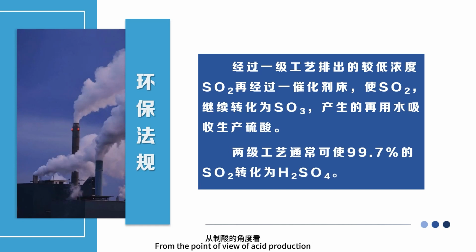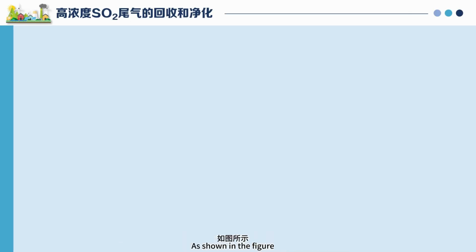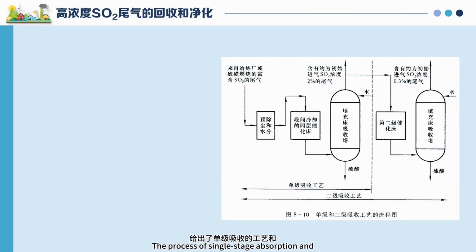From the point of view of acid production, because the gas with high concentration of sulfur dioxide is very cheap, the cost of the second stage catalytic conversion and absorption step is not enough to be compensated by the extra sulfuric acid. This is entirely to meet the requirements of pollution control. As shown in the figure, the flow chart of the single-stage absorption process and the secondary absorption process.